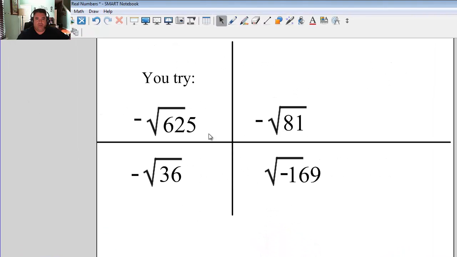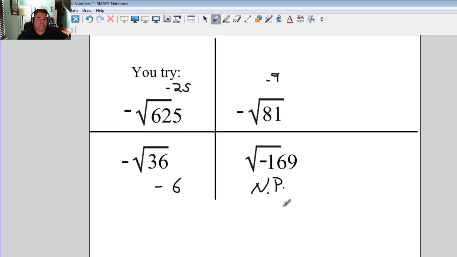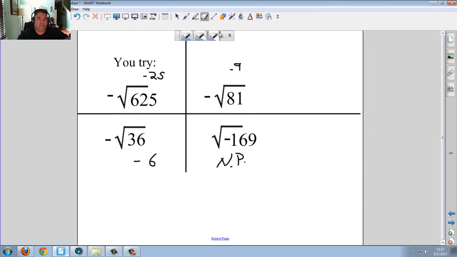So go ahead and give these a try. Go ahead, pause. Let's see what you got. Right here, the square root of 625 makes 25, so it should be a negative. This here makes a 9, and a negative on the outside. This makes negative 6, and this is not possible. Defined, or whatever you want to call it. It makes no difference. Just not workable because of the square root of a negative. And that's not what we're trying to do right now.